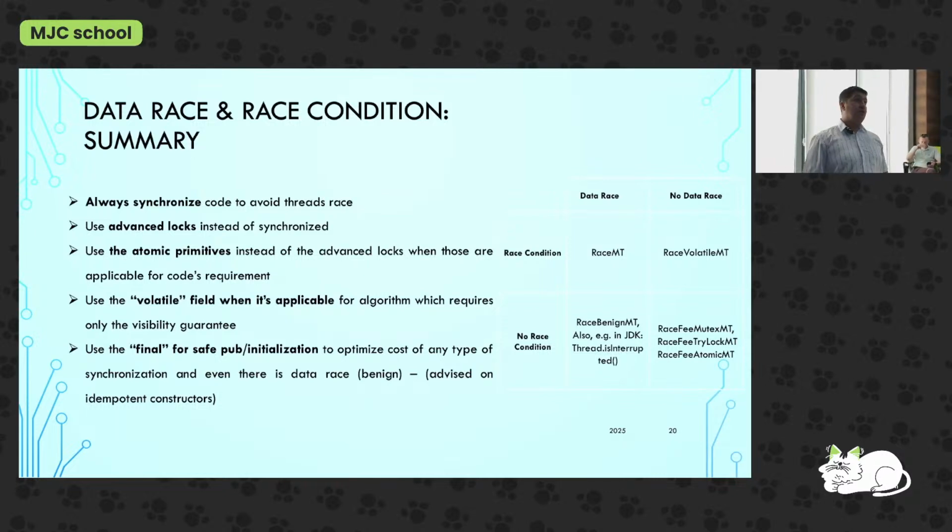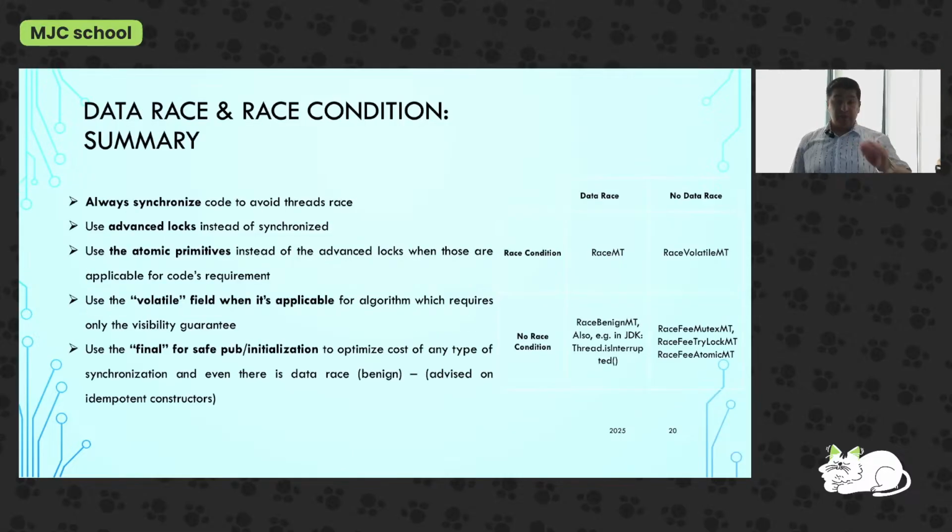Summary: always synchronize code to avoid thread races, use advanced locks. If you can write atomic algorithms, use atomic primitives, and use volatile fields when applicable. For example, it's applicable for checking something, because volatile is less expensive from an overhead perspective than synchronizers. That's why volatile should be used when applicable. Also, we will explore final semantics for safe publication and safe initialization.